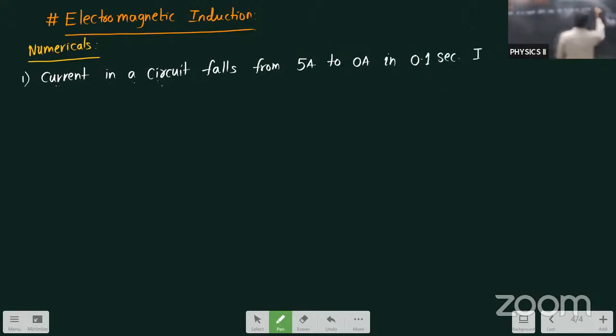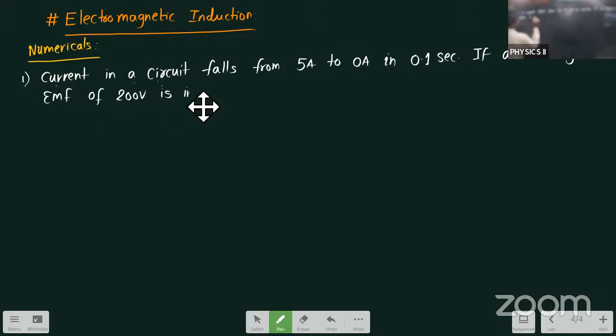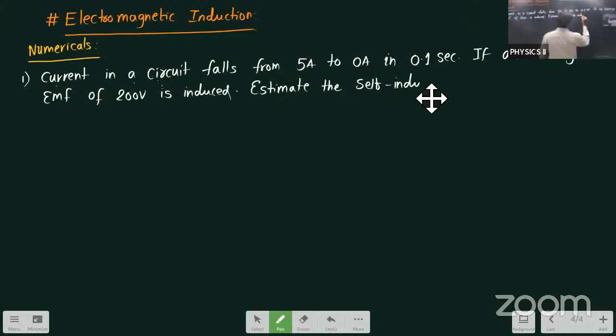If an average EMF of 200 volt is induced, estimate the self-inductance in the circuit.